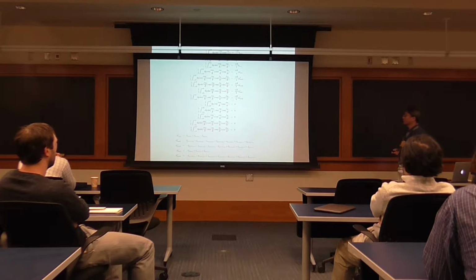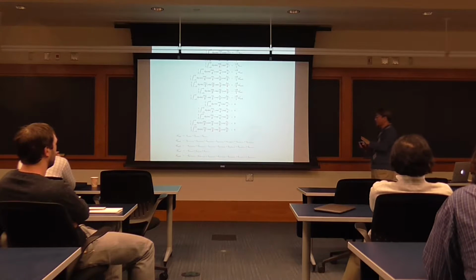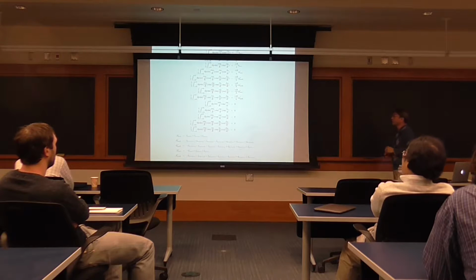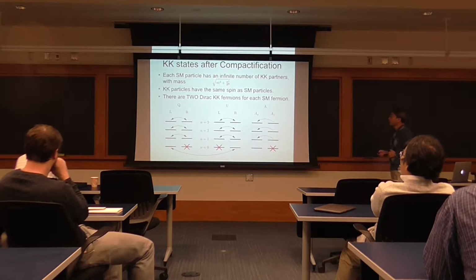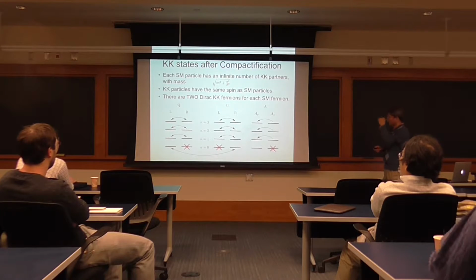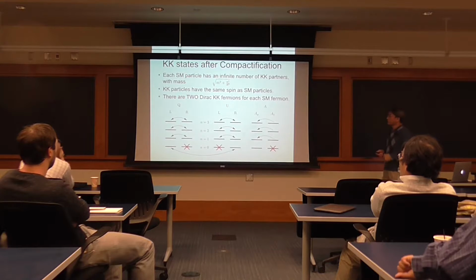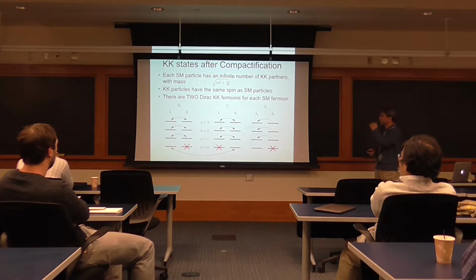So, after we are done with this integral, we get this whole Lagrangian, including the standard model terms. This is just a quick summary. Each standard model particle has an infinite number of so-called Kaluza-Klein partners. For instance, for the electron, there is an infinite number of electrons coming out, but the only difference is the mass. All these new Kaluza-Klein particles have the same spin as the standard model particles.